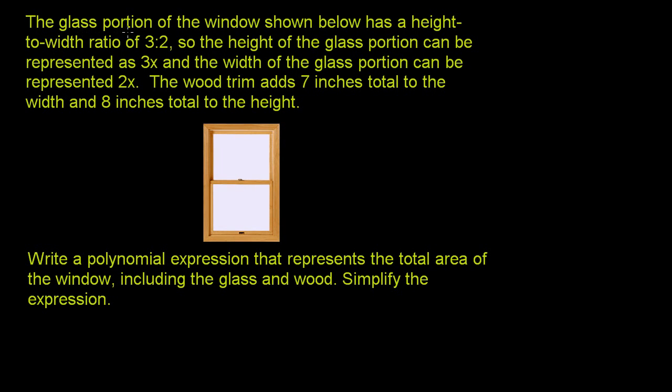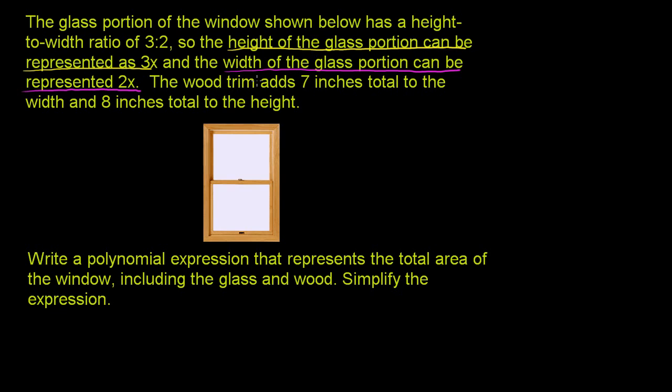We're told that the glass portion of the window shown below, that's the window, has a height to width ratio of 3 to 2. So the height of the glass portion can be represented as 3x, and the width of the glass portion can be represented as 2x.